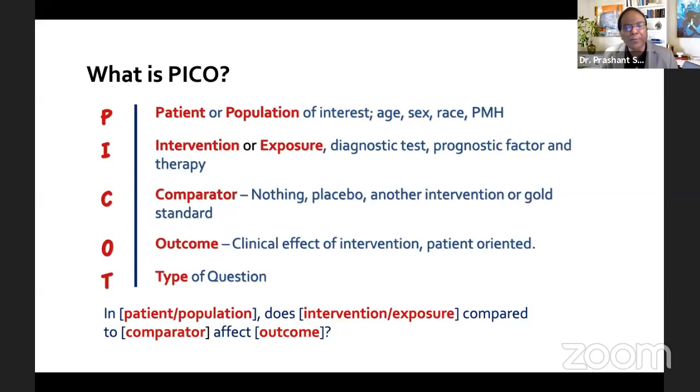So to put PICO in terms of a focused clinical question, we can say that in a patient population, which we define, does the intervention or exposure that we are interested in, compared to the comparator, either placebo or a different drug, affect the outcome that you may be interested in? So that will be a focused clinical question. And this will help us to structure our search. So PICO is not just an acronym, it is a method for searching or for answering a focused clinical question.